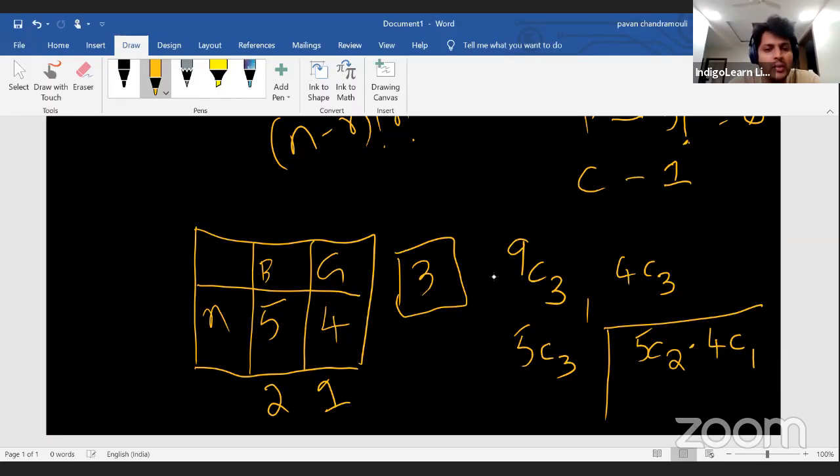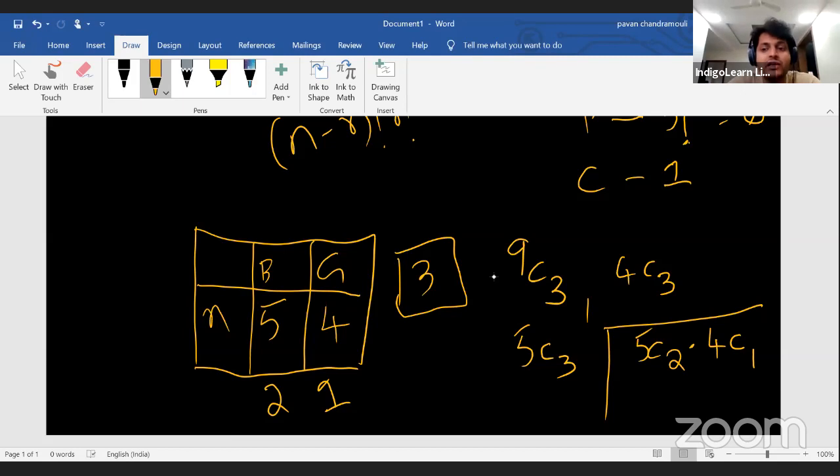This is called the multiplication rule. The multiplication rule says that if you can do a task in n ways and another task in m ways, and you want to do them simultaneously, the number of ways you can do it is n into m, or 5C2 into 4C1. That simplification you can do. So this way you can use combinations to select people and form committees.